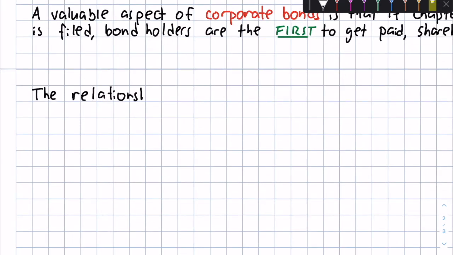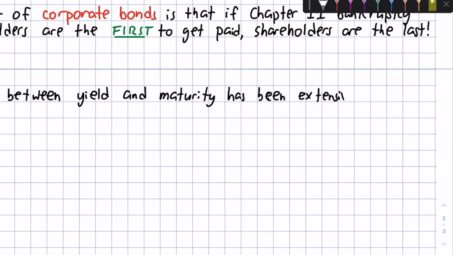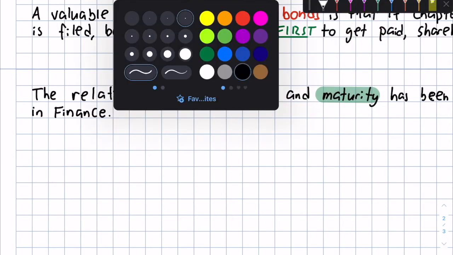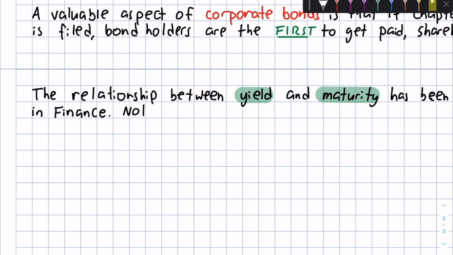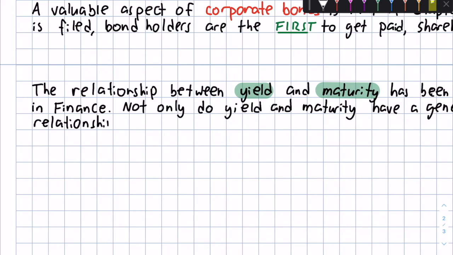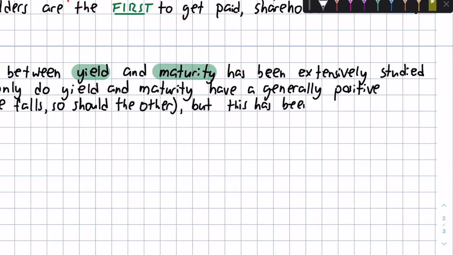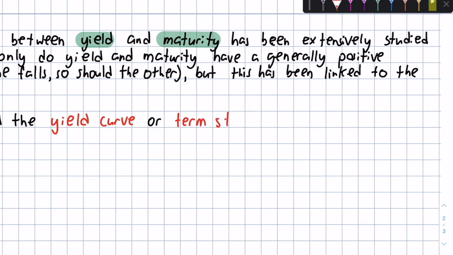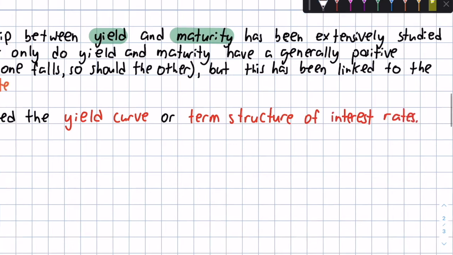The relationship between yield and maturity has been extensively studied in finance, and it's still a hot topic today. Not only do yield and maturity have a generally positive relationship, so this means that if one falls, so should the other, and again, if one rises, so should the other. This has been linked to the economic climate and how the economy is doing. And this is called the yield curve, or the term structure of interest rates, which is another term commonly used.